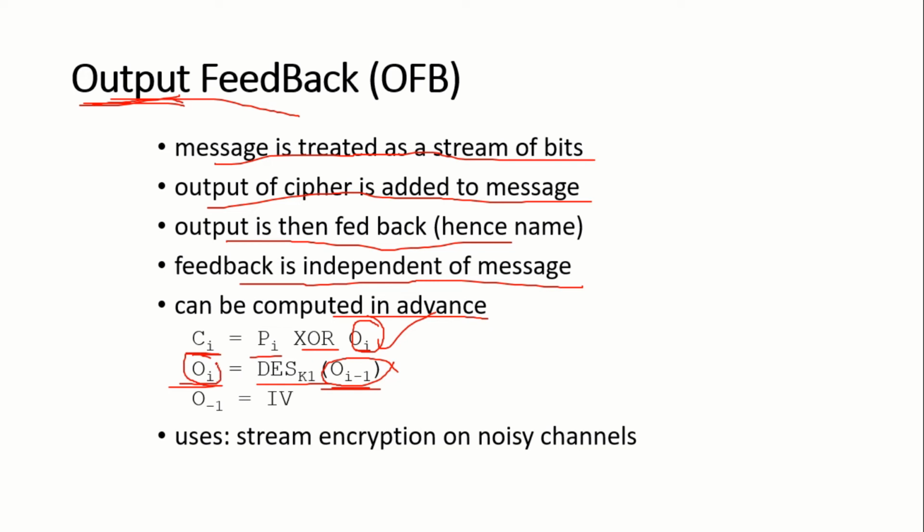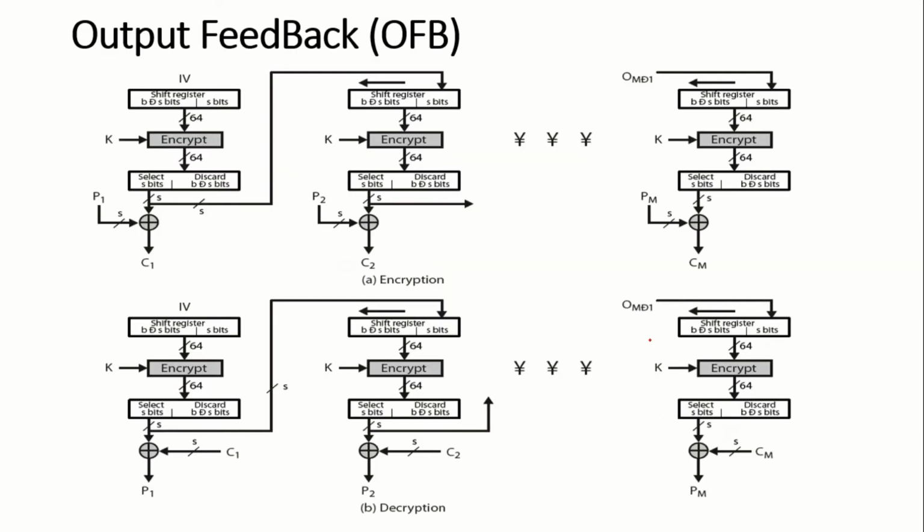So this might sound confusing right now. I'll be showing you the diagram, and the things will be clear. Its use is stream encryption on noisy channels. So I'll show you the diagram so the things will be clear. Now this is how output feedback works.